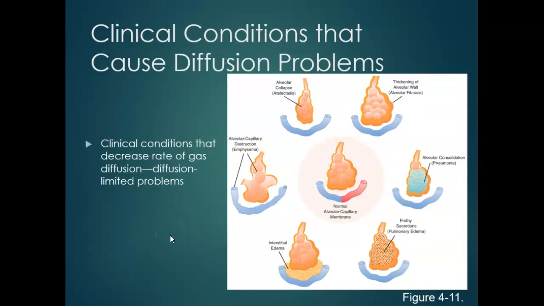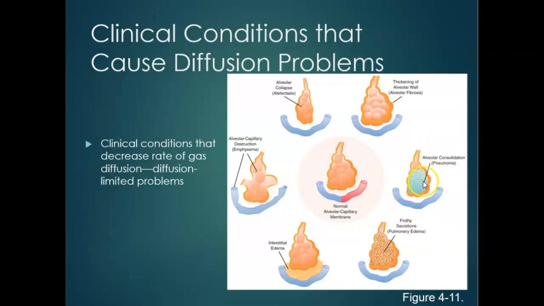Some clinical conditions that might cause diffusion problems could be alveolar collapse or atelectasis. So I'm not getting any diffusion because I'm not getting any ventilation here. Thickening of the alveolar wall, like we mentioned with pulmonary fibrosis. You can have destruction of the alveolar capillary relationship, so again, that is destroying the surface area. So less alveolar surface area, less diffusion.